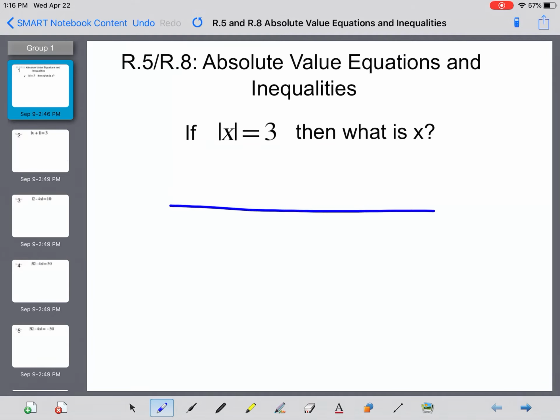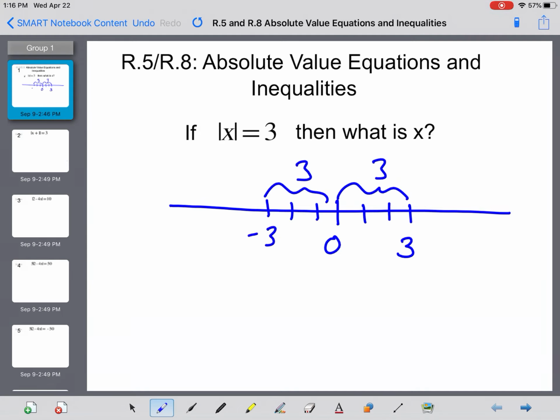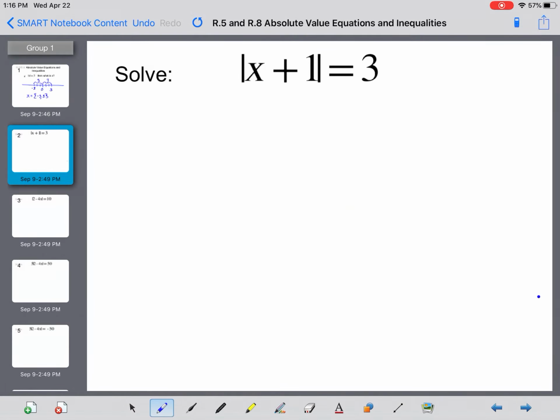If we want to solve for what x is, think about what absolute value means. Absolute value is measuring the distance from 0. So if I'm looking at a number line, what numbers are 3 units away from 0? There's two numbers. Positive 3 is 3 units away from 0, as is negative 3. It is also 3 units away. Remember, a distance needs to be a positive value. So for this particular equation, the absolute value of x equal to 3, our solution set would be negative 3 and positive 3.